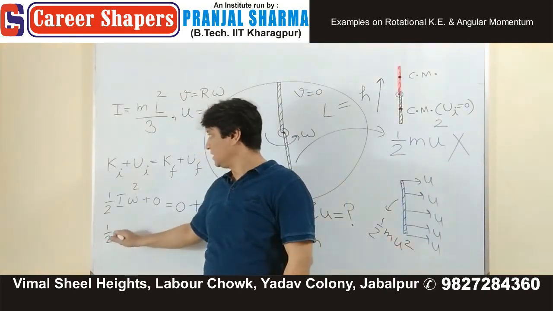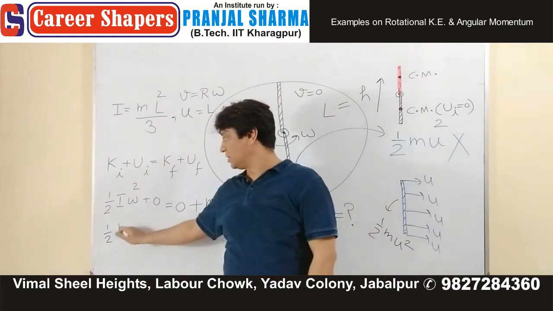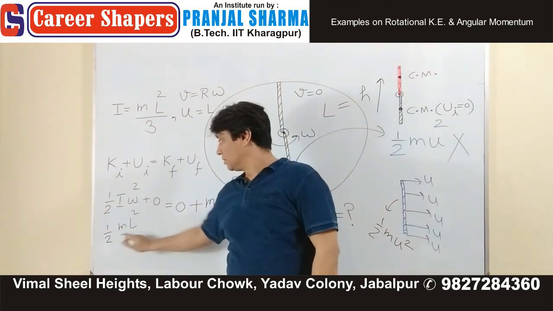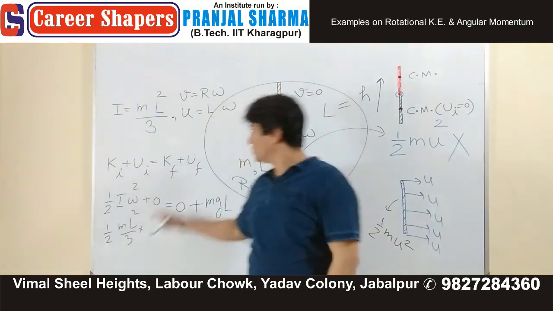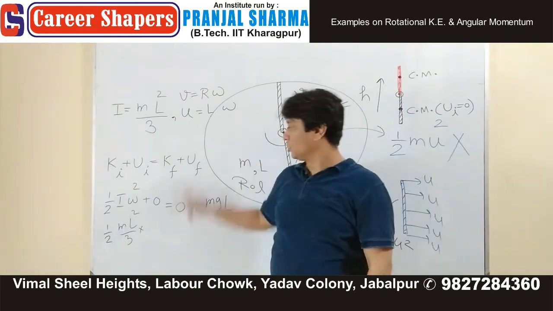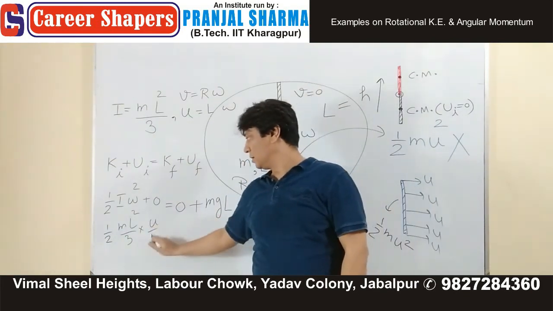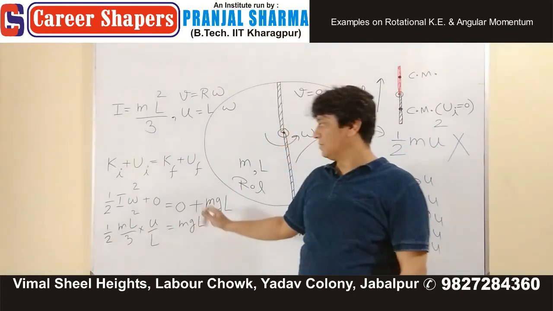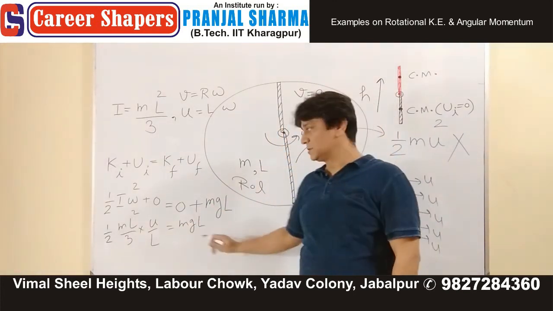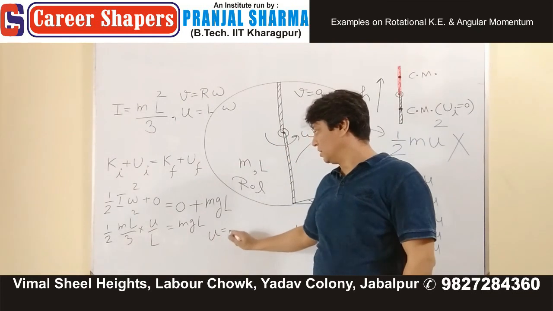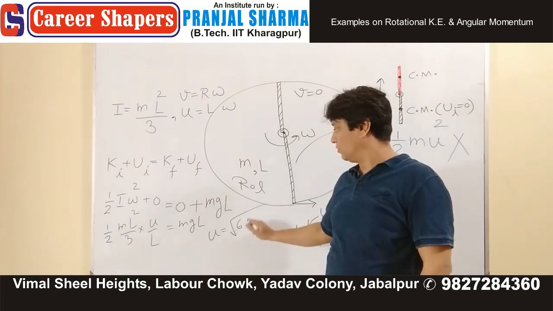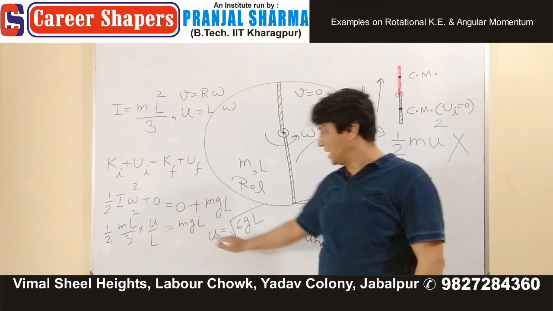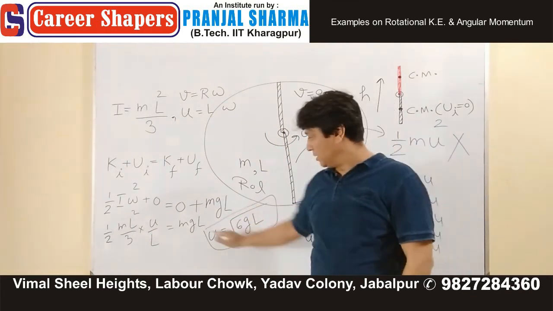Half, what is I? ML square by 3. What is omega? U by L. Equals to MGL. L cancelled and your U is coming root over 6GL. A very important result.